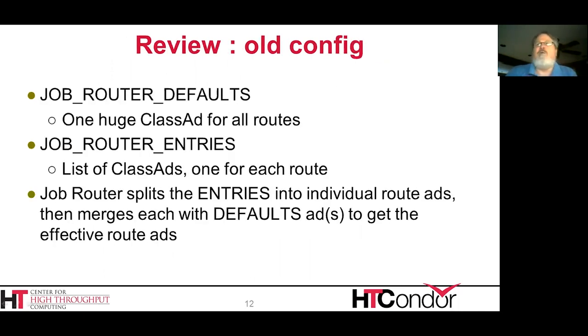So quick review of what the old config looks like. There are basically two knobs. There's job router defaults, which for the CE is where most of the CE boilerplate lives. That is stuff that is common to all routes. Then job router entries is a list of class ads, each one of which is a route. And the way this actually works is we load job router entries, we split it into individual class ads, we merge each of those class ads with the entirety of job router defaults, and that becomes your effective route ad.